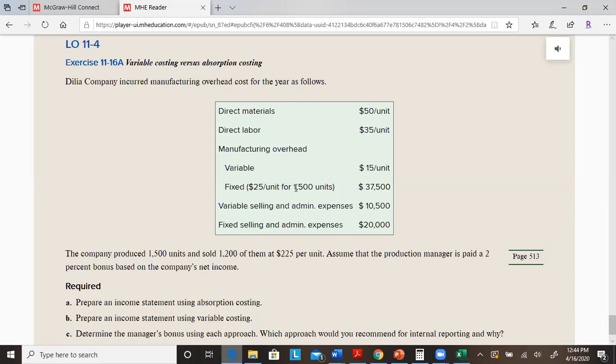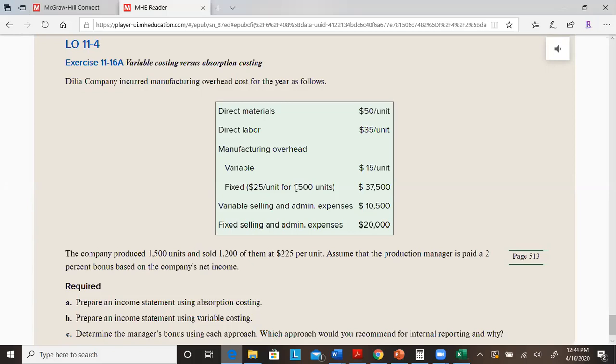You have revenue. So you sold 1,200 and you sold them at 225 per unit. I don't have the answer in front of me, hold on. I can't do that math in my head. So revenue is going to be 270,000. That's not going to change regardless of which one you do.